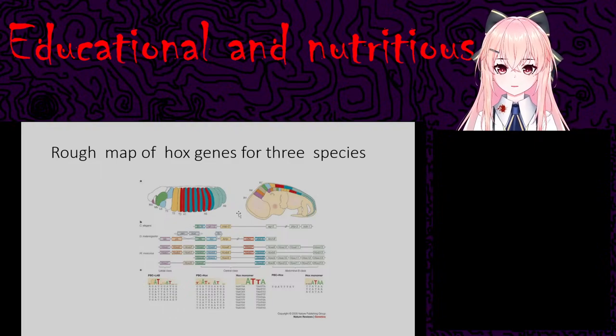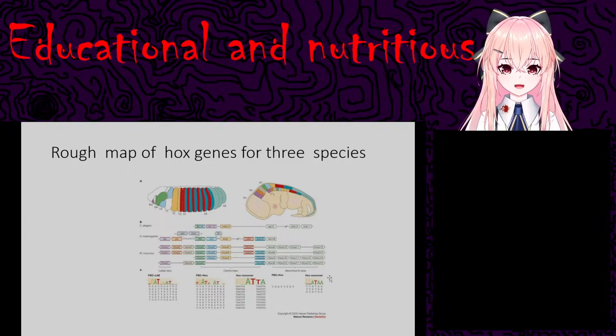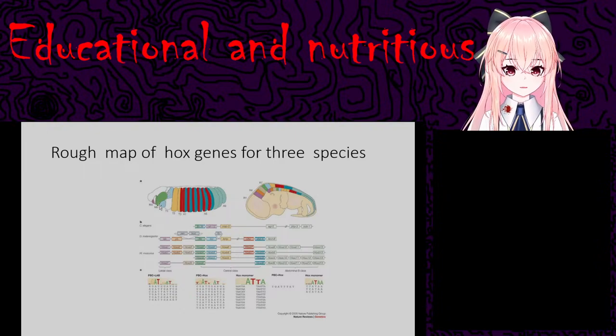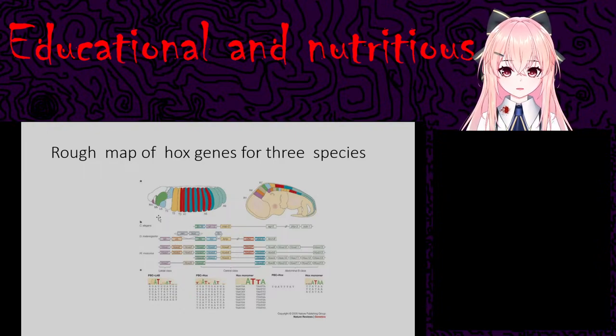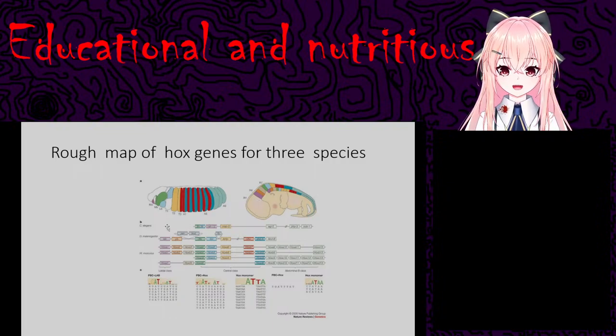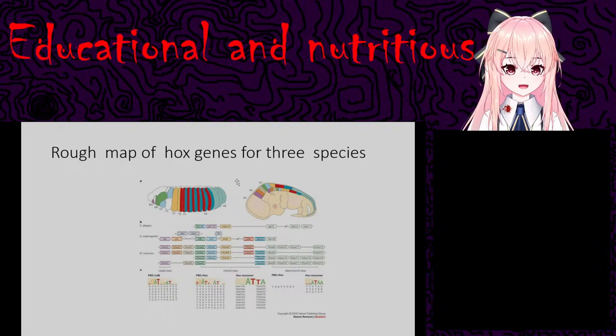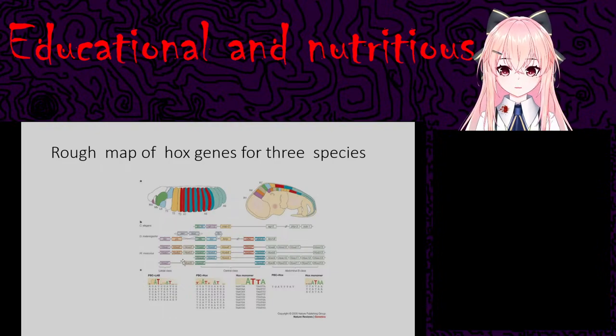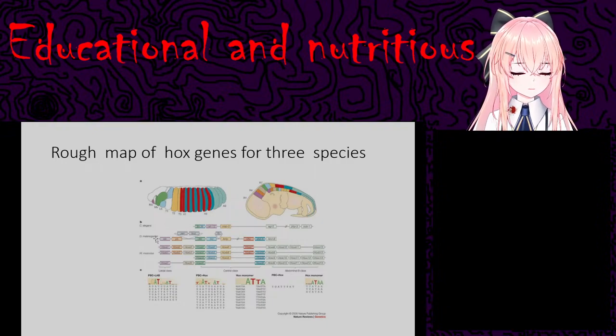But here's the thing about the Hox genes. The Hox genes, as you can see here, are shown and regulated both through space and through time. In this map, you see that Hox 1 does the head. It does the head right there. Hox 2, bam, here, musculus. It's in musculus and it's in Drosophila. Drosophila is the fruit fly.